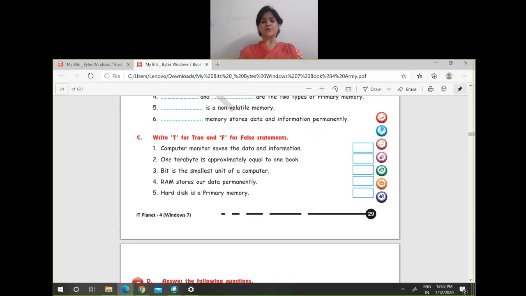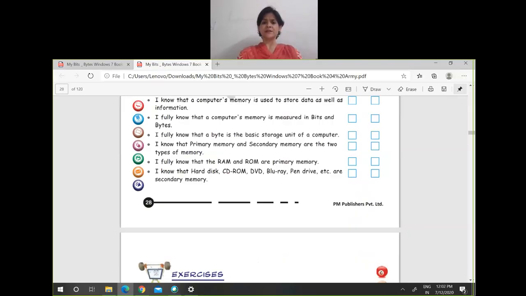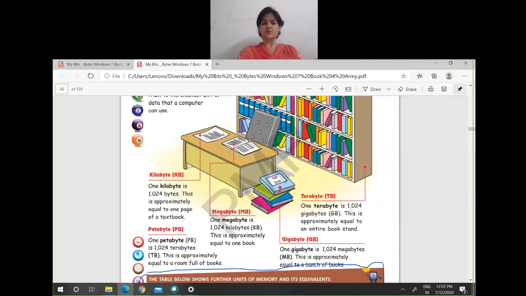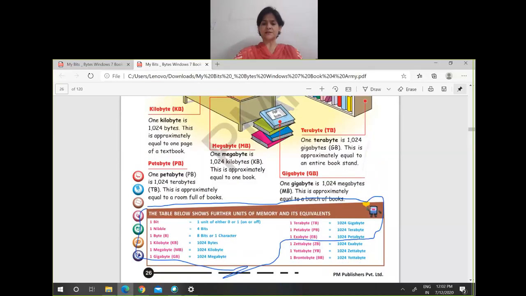1 terabyte is approximately equal to 1 book. Now let's understand this by this figure here. 1 terabyte is equal to an entire book stand. So 1 megabyte is equal to 1 book. 1 terabyte is equal to the entire book stand. So this is false.